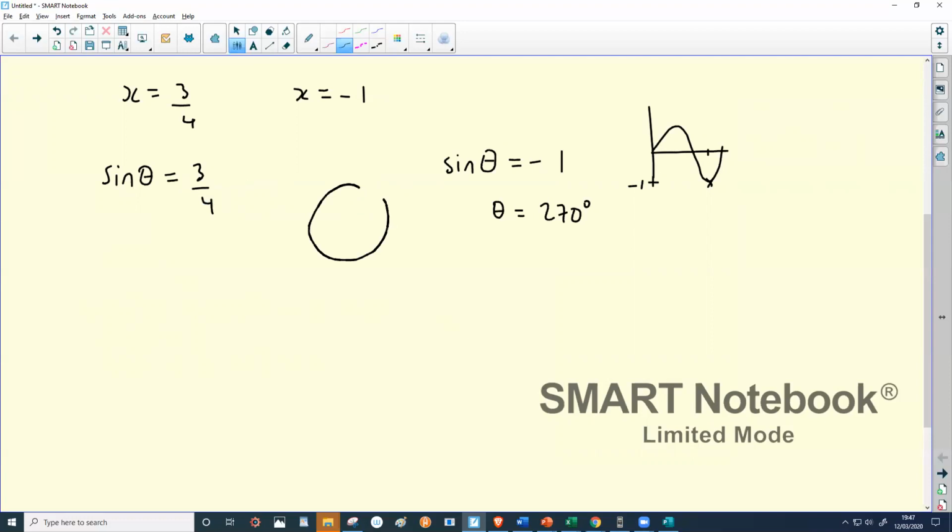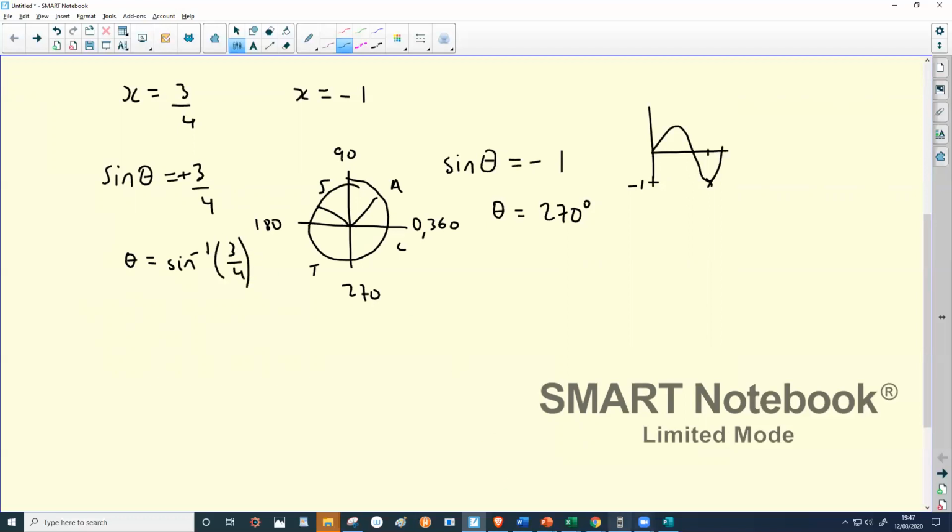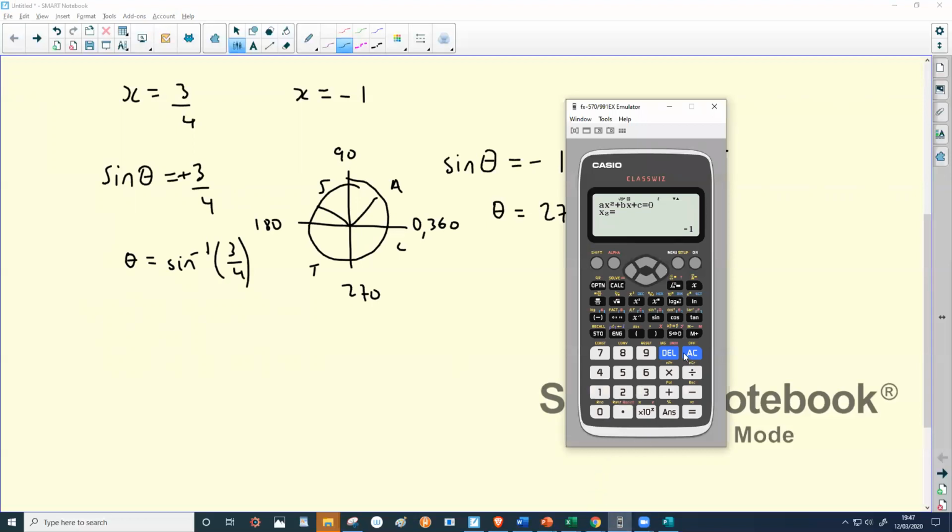Sine is positive, so if I draw a CAST diagram from 0 to 360, 90, 180, 270, back to 360. Now sine is positive 3 over 4. So we've got CAST. Where is sine positive? In A and in S. So therefore, what we can say is that theta is equal to, firstly, we'll get the principal value, sine inverse of 3 over 4 in degree mode. So my calculator, I think, is already in degree mode.